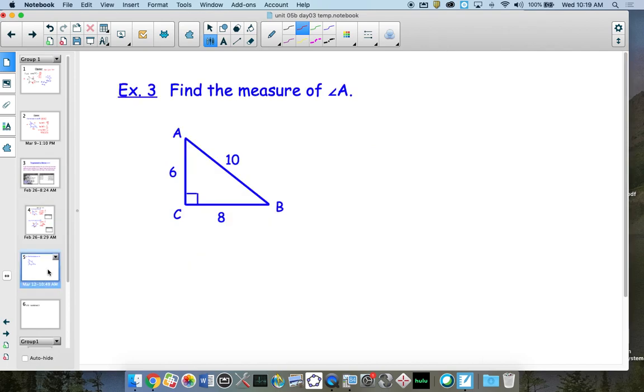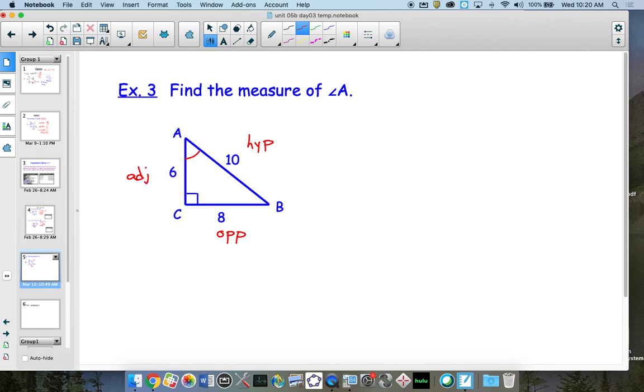Alright, let's try one last problem. I want you to find the measure of angle A. This time you have all three sides, but we don't know the measure of angle A, or B for that matter. So how do we do this? Well, this is a problem where you're going to have many choices on how you want to set it up, so you decide. So let's do what we've always been doing. Let's label the triangle first. So for angle A, we have the hypotenuse. This would be the opposite side, and this would be the adjacent side.